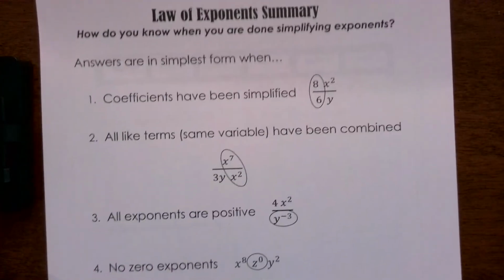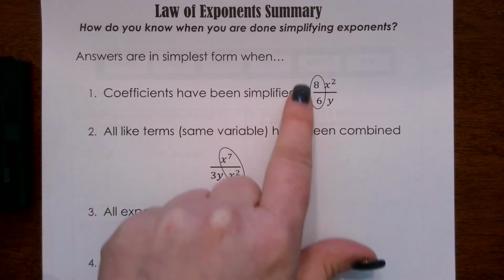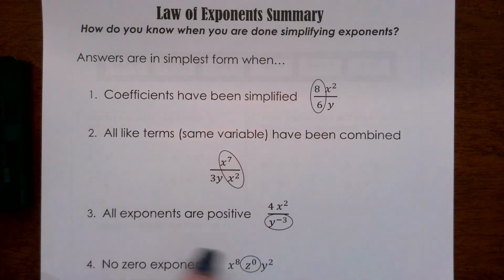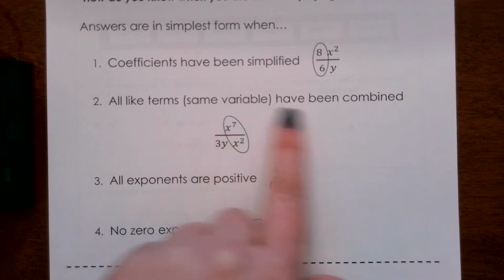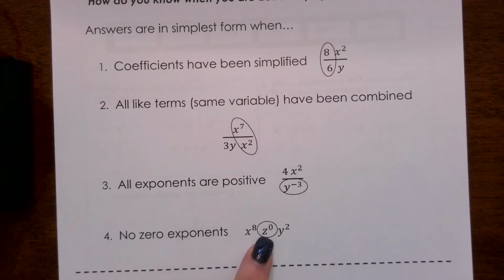Just a quick reminder, we know our expressions are simplified when the coefficients have been simplified. I got to divide 8 and 6 by 2 to get 4/3. We know that all like terms, that same variable, have been combined. All exponents are positive, and we certainly are never going to leave a zero exponent. So let's take a peek.